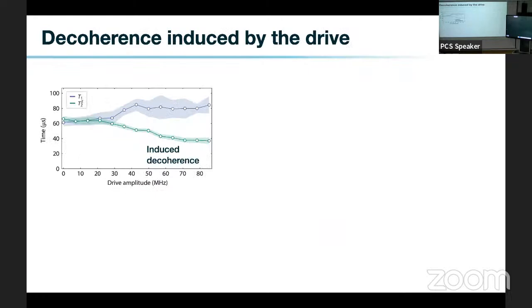One more thing to discuss is this: because our system is under drive, the coherence time would be affected by the drive, so I have studied this. I estimate the T1 energy relaxation time and the T2 dephasing time by sweeping the drive amplitude. As you can see, T1 increased while the T2 dephasing time decreased. I would say this is the decoherence induced by the drive.